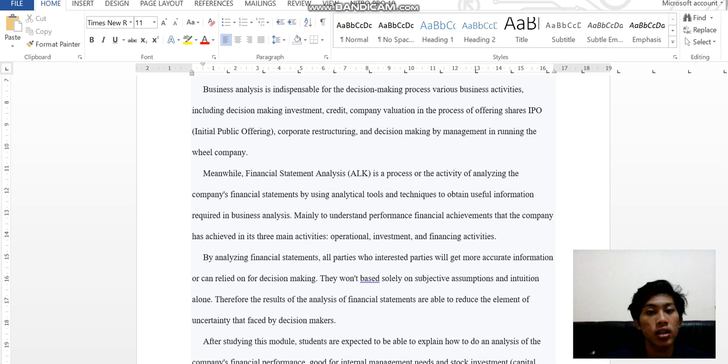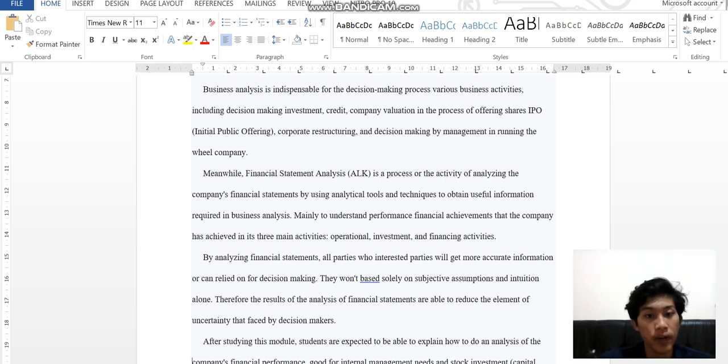Meanwhile, financial statement analysis (ALK) is a process or activity of analyzing the company's financial statements by using analytical tools and techniques to obtain useful information recorded in business analysis, mainly to understand the performance and financial achievement that the company has achieved in its three main activities: operational, investment, and financing activities.